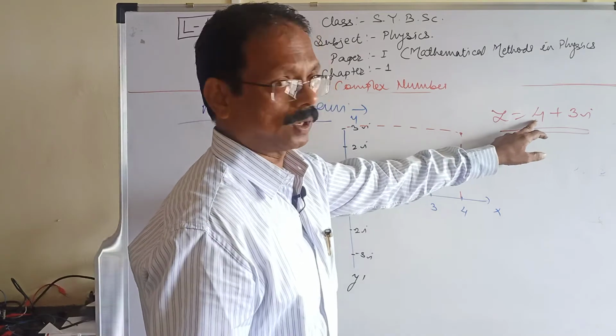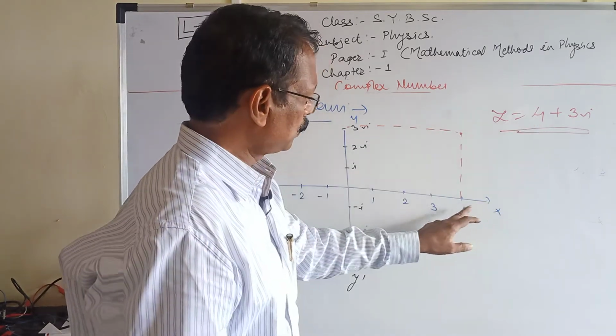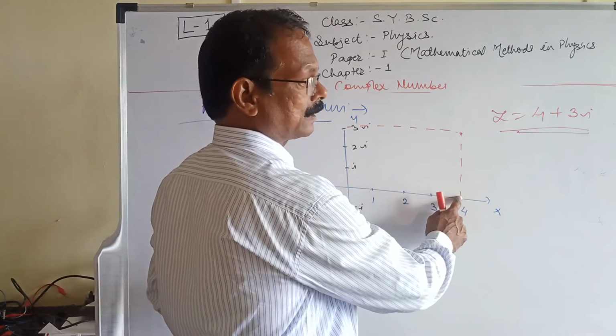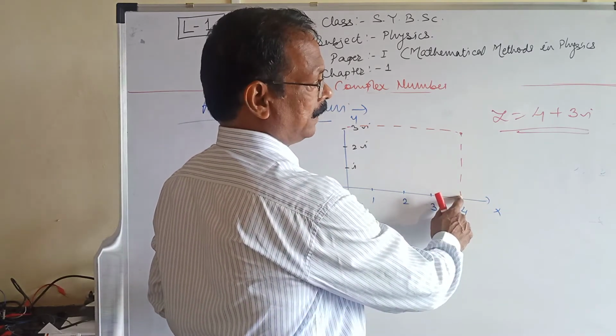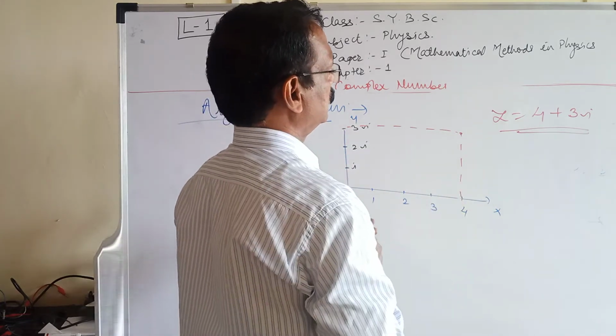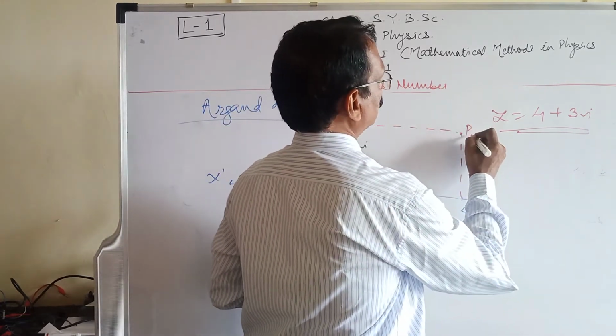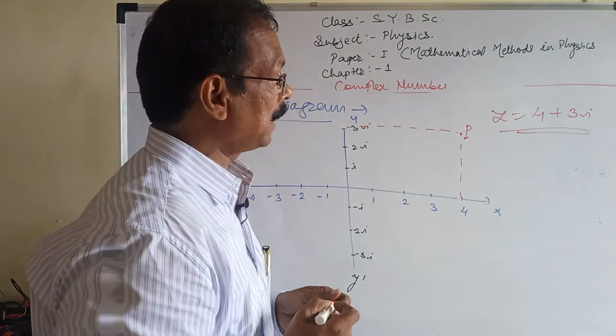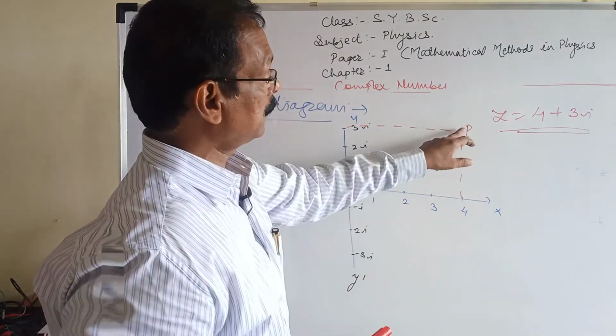Now this is the 4 here. So this 4 comes here, and what is the imaginary part? This is 3I, so 3 is the imaginary part. So along the y-axis we take 3. This is the point P. So z is equal to 4 plus 3I is nothing but this point.